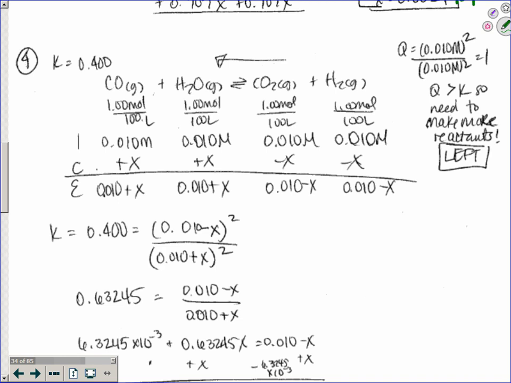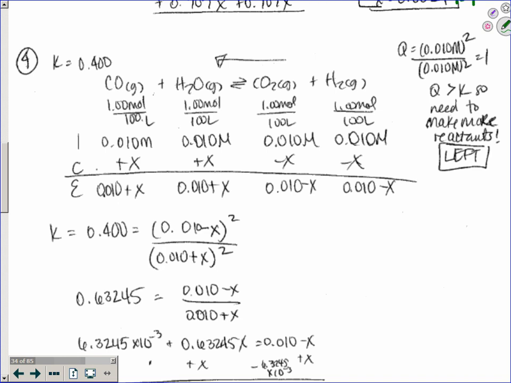When you plug in, oh, sorry, it wasn't 1 molar. It was 1 mole per 100 liters, which is 0.01 molar. So that's 0.01 molar squared over 0.01 molar squared. So Q is equal to 1. How does that compare to K for this particular one? It's bigger.